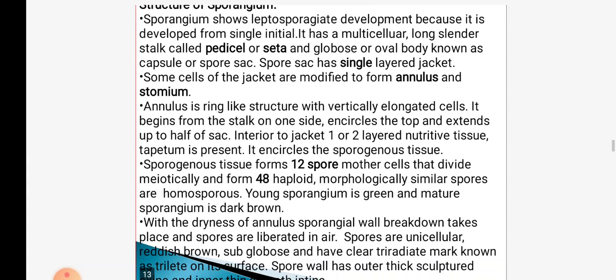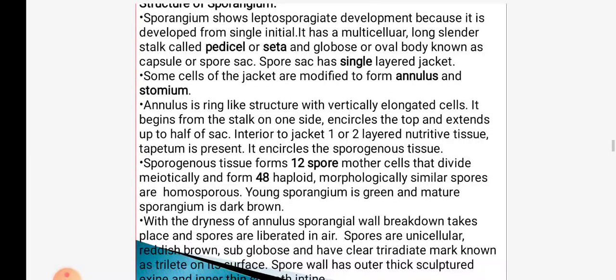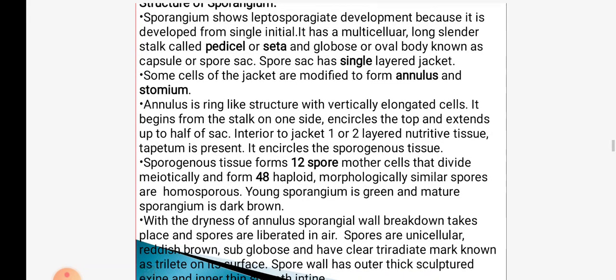In this slide, we will study about the structure of sporangium. Sporangium shows leptosporangiate development because it is developed from a single initial. It has a multicellular long slender stalk with pedicel or seta and globose oval body, which is known as a capsule or spore sac. Spore sac has single layered jacket structure.